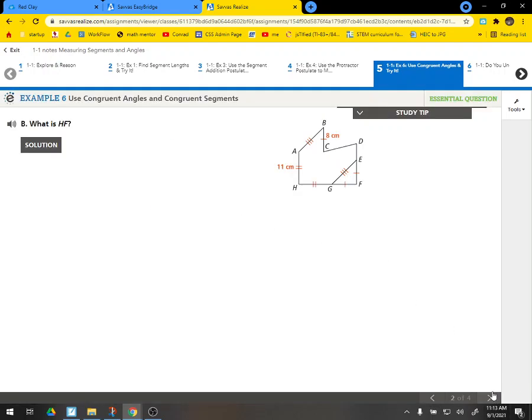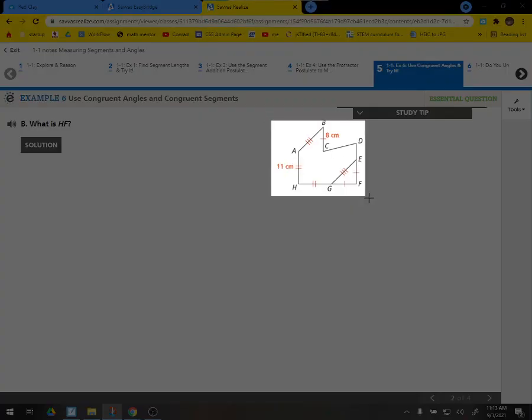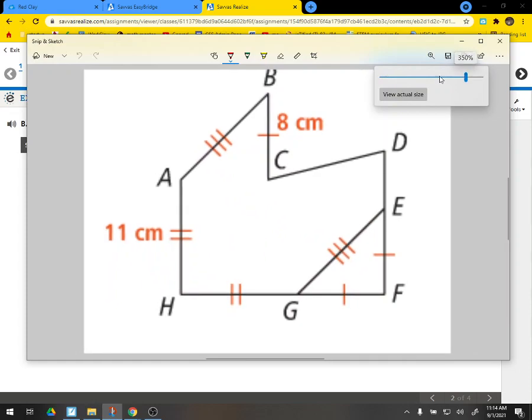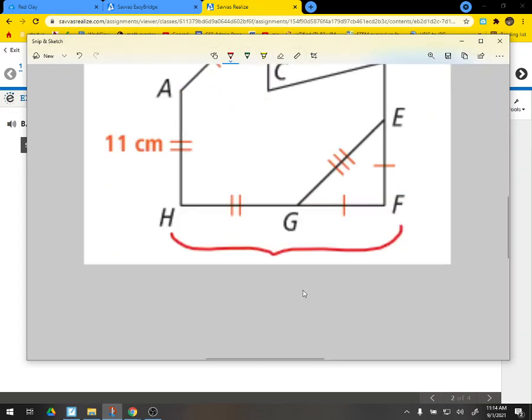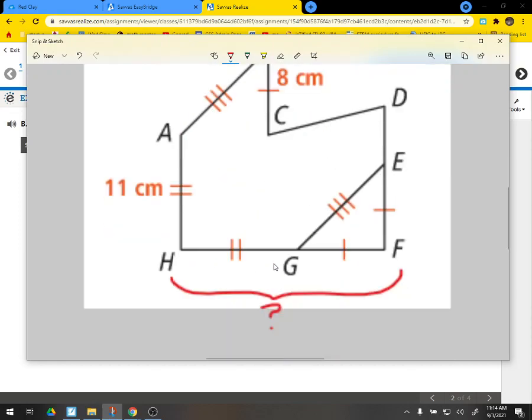All right, let's look at our next one. What is HF? All right, let's see. Oh, cool. I love these puzzles. It's just a little puzzle. We want to find HF. So this right here is our question mark. Let's see what we know.